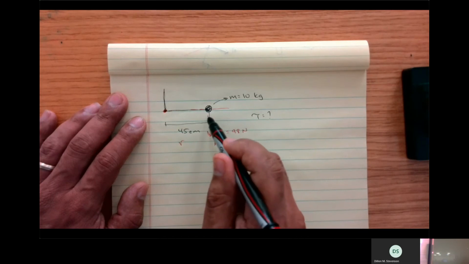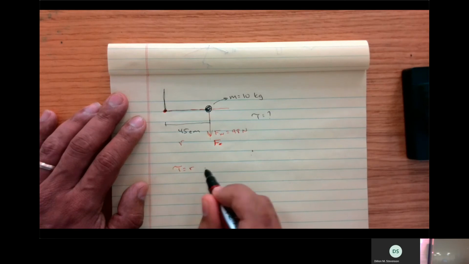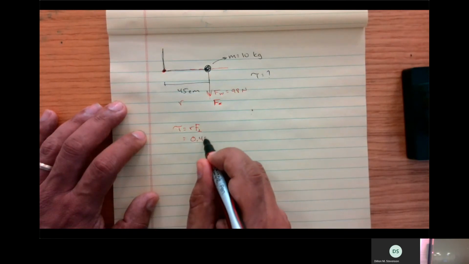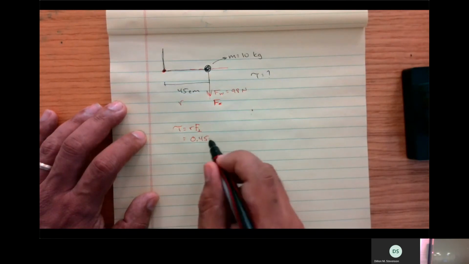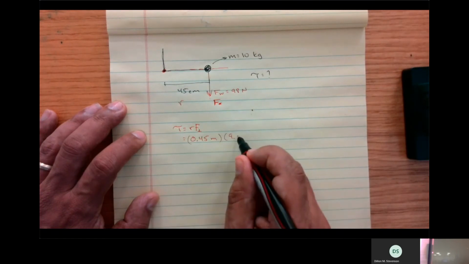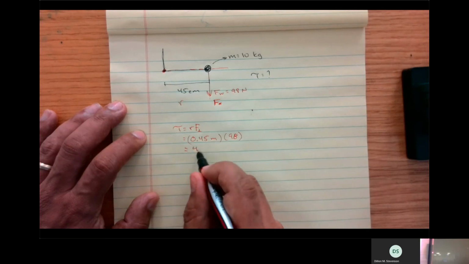So the torque is the radius times the perpendicular force. This will be 45 centimeters. We convert it to meters, so it will be 0.45 meters times the force, 98. And we get, Aubrey, what you got? 44.1. 44.1 newton meters.